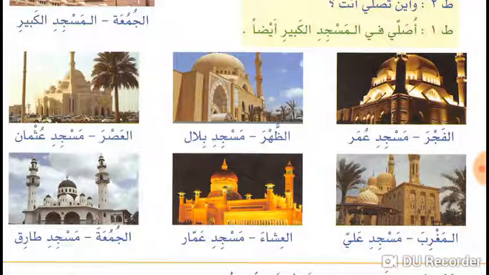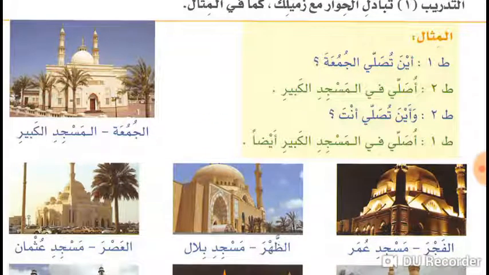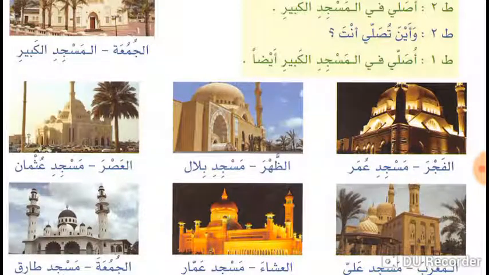The first example, sir. First picture, al-Fajr. Aina tusalli al-Fajr? Usalli al-Fajr fil Masjid Umar. Yes, correct. Then you ask me. Miss Aluma, you will ask. Wa aina tusalli anta? Asia will ask the second question. Yes, my turn. Wa aina tusalli anta? And where do you pray? Usalli fil Masjid al-Kabir. Fil Masjid Umar aidan. Also? Yes, also. I mean also, correct.